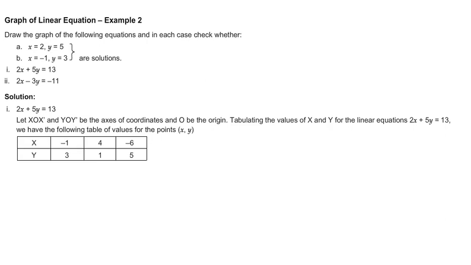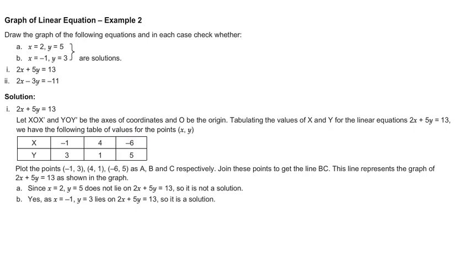So if I take x equal to minus 1 in the linear equation 2x plus 5y equal to 13, I get y equal to 3. And if I take x equal to 4 in 2x plus 5y equal to 13, we get the value of y as 1. And if we take x equal to minus 6, we get the value of y as 5. So we get 3 points, (-1, 3), (4, 1), (-6, 5). And we call them A, B and C respectively.